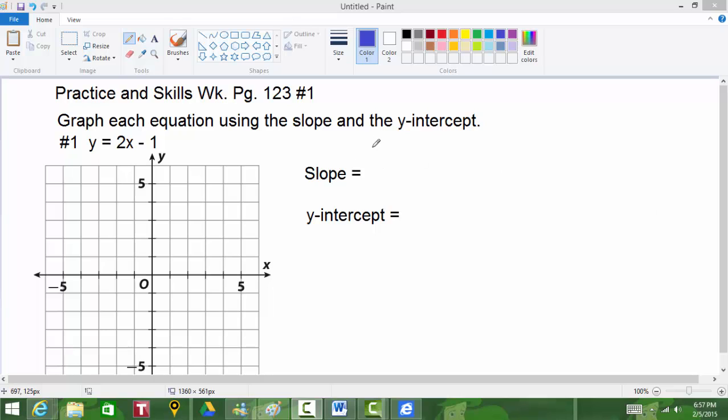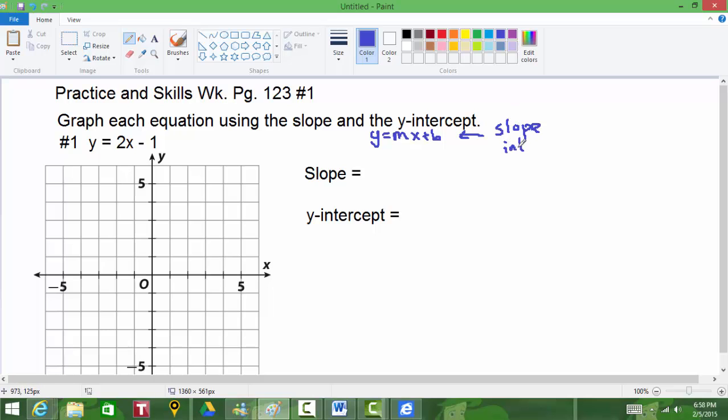Okay, so first thing I need to do is make sure that I have it in the proper form. Remember that our proper form is y equals mx plus b, and that's called our slope-intercept form. We need to make sure that our equation matches what we see right there. So I'm going to write our equation again right underneath it.